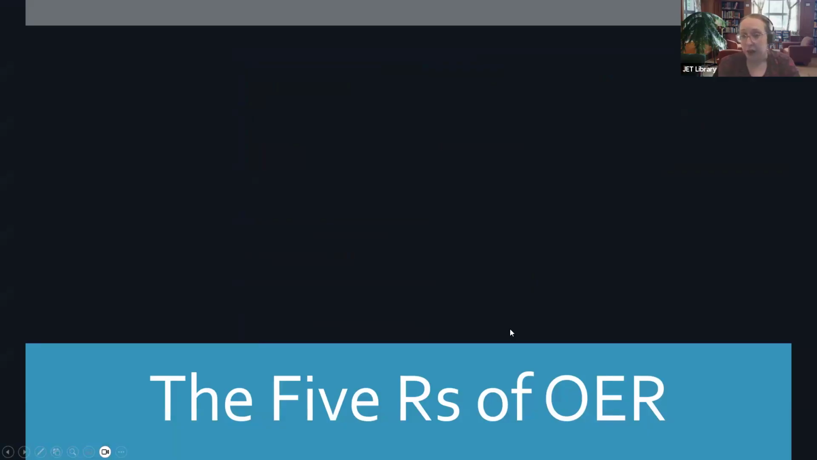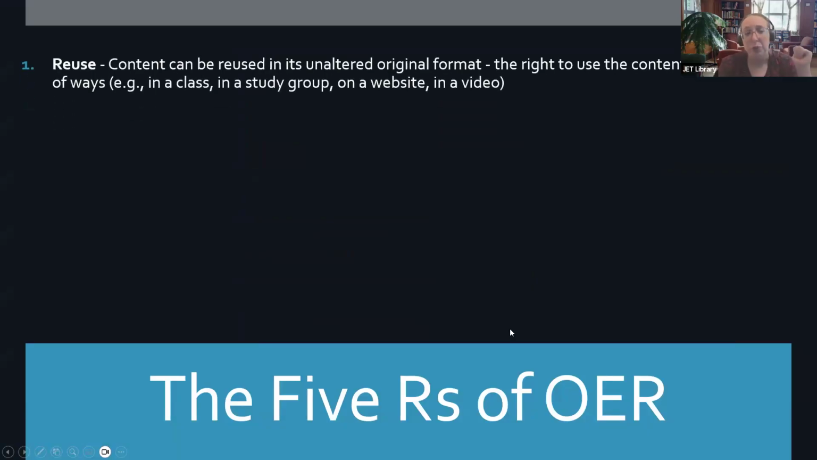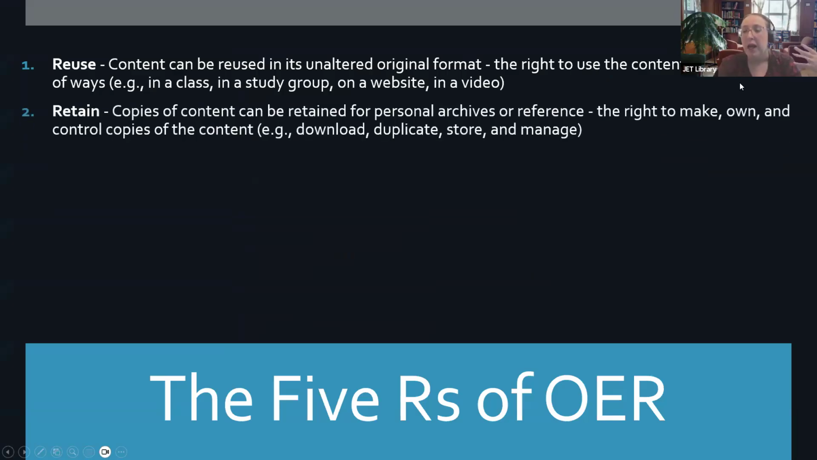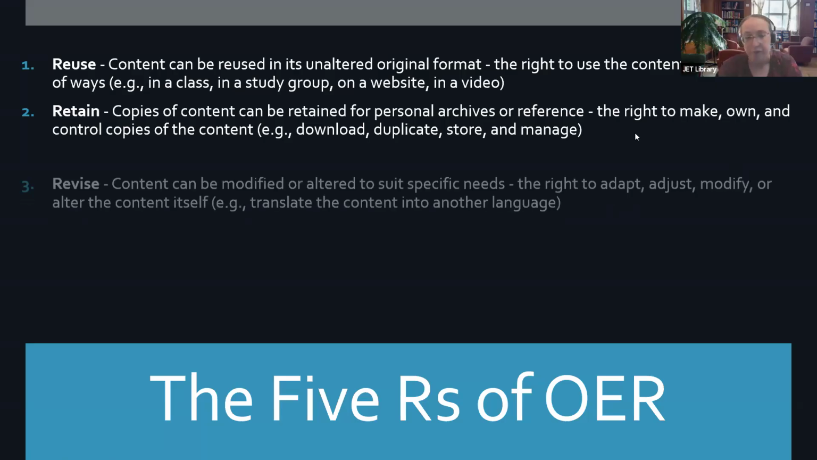The 5 Rs of OER, I mentioned that before. The first is reuse. Reusing means that content can be reused in its unaltered original format. The right to use the content in a wide range of ways, a class, study group, on a website, in a video. And then the second is retain. So copies of content can be retained for personal archives or reference, the right to make, own, and control copies of the content. So you could download, duplicate, store, and manage them.